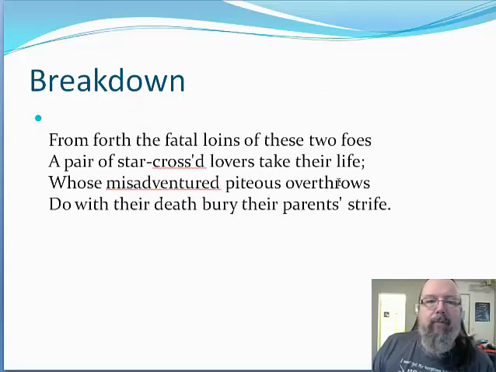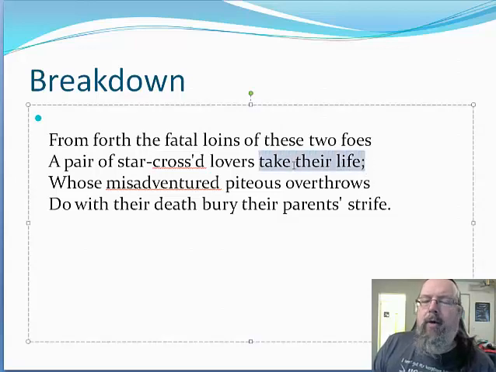The next quatrain. From forth the fatal loins of these 2 foes. Well, they're kids is what it's talking about here. It's Romeo and Juliet, the children of these enemies. A pair of star-crossed lovers take their life. We've got a lot going on in this line. First of all, they're star-crossed lovers. We will see in Romeo and Juliet that the stars are controlling our fate.